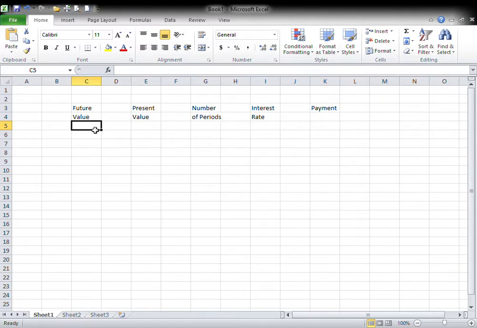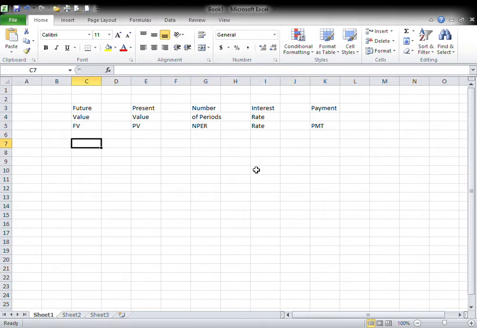Now in Excel, you can solve for them by their abbreviations. Future value is FV. Present value is PV. Number of periods is NPER. Interest rate is rate. And payment is PMT. Those are their abbreviations.